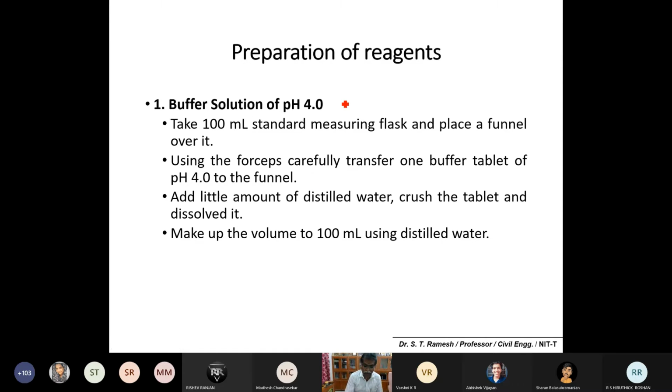So now you have to prepare a buffer solution of pH 4. What do you have to do now? You have to take out 4 buffer tablets, take a 100 ml standard measuring flask and place a funnel over it. You can drop the tablet using forceps. Take a pH 4 tablet and allow a little amount of water in. Let me draw a diagram. This is your measuring jar and this is your funnel. So what do you do now?